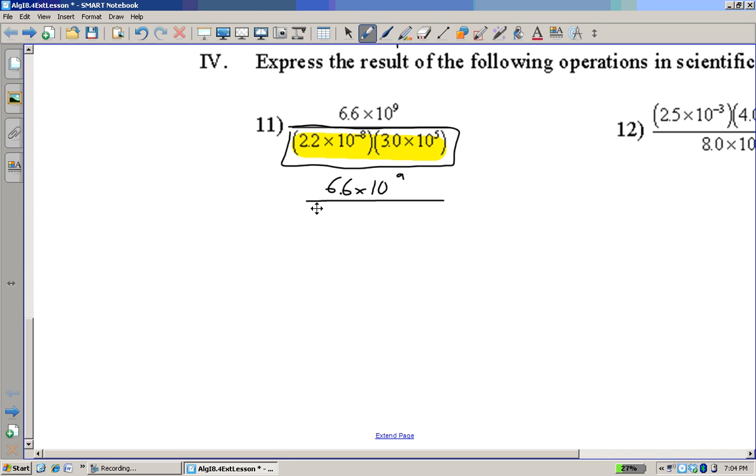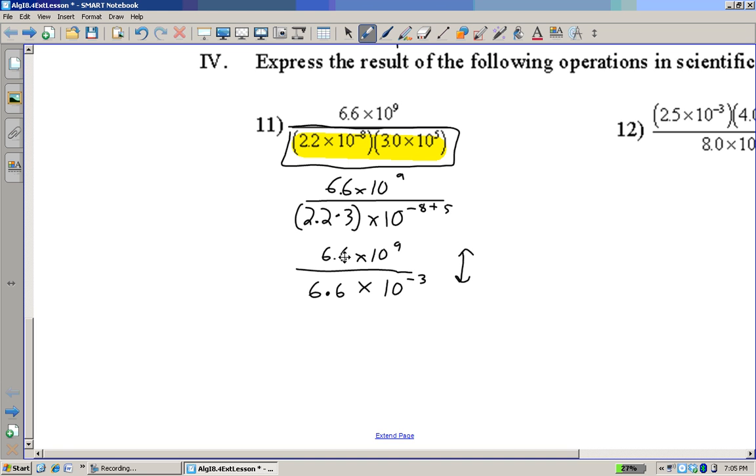2 and 2/10 times 3 times 10. Now, since we're multiplying, we're going to add the exponents. So 10 to the -8 plus 5 power. And just copy the numerator down. We're not really worried about it, but we don't need to forget it either. 2 and 2/10 times 3 is going to be 6 and 6/10 times 10 to the -8 plus 5 is -3. Okay, now we can combine these vertically.